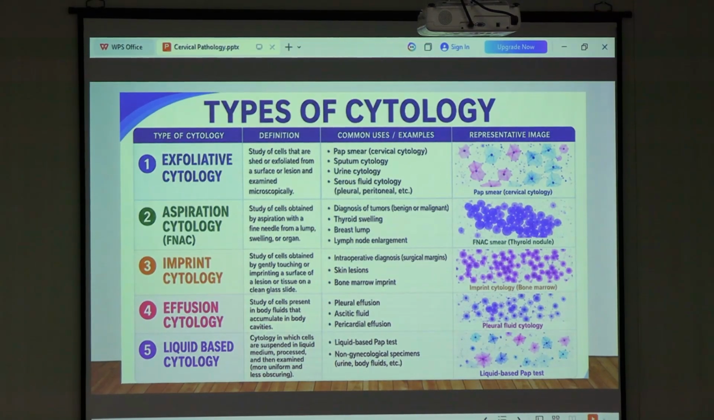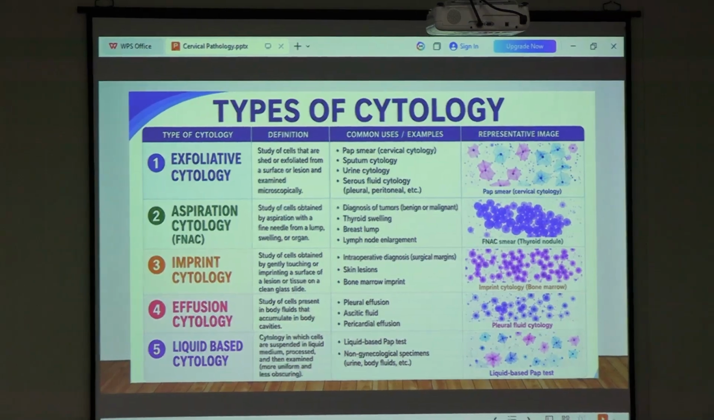Then comes aspiration cytology. Here the cells are not exfoliated. You have studied fine needle aspiration cytology, where you insert a needle inside a tumor or a swelling and aspirate, pulling the cells out of that lesion. This is known as aspiration cytology, and then you make a smear. So this is exfoliative cytology and aspiration cytology.